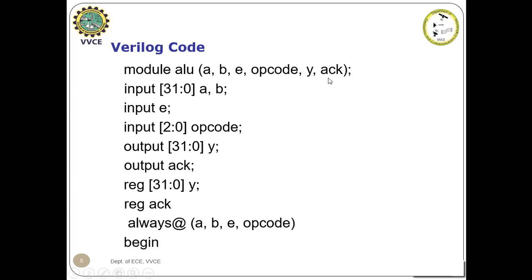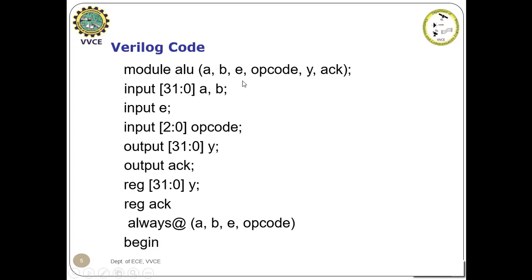Similarly, Y and ACK are my output signals. Therefore, I have to declare these two signals as outputs. You can observe that A and B are my 32-bit inputs. Therefore, I have to represent them as input ports with a 32-bit vector, 31 down to 0. Similarly, based on the enable signal, I have to perform arithmetic and logical operations. Since enable is a scalar quantity, you have to declare it as an input port.